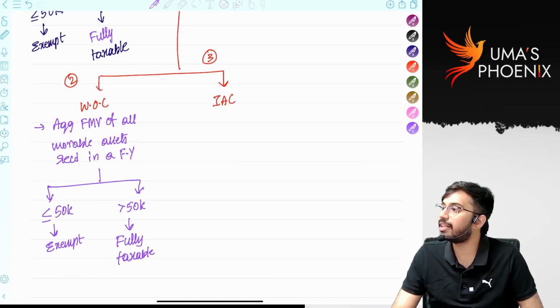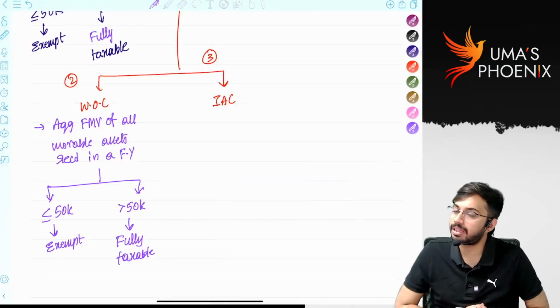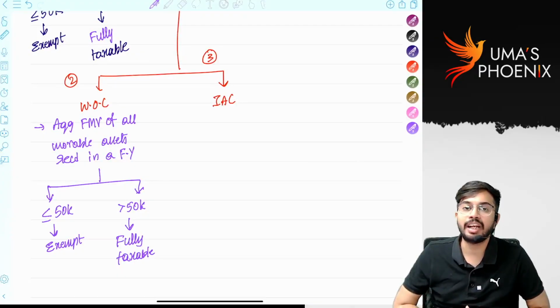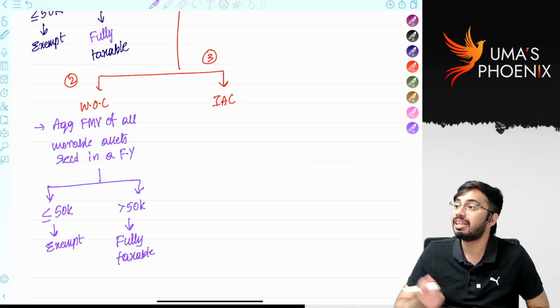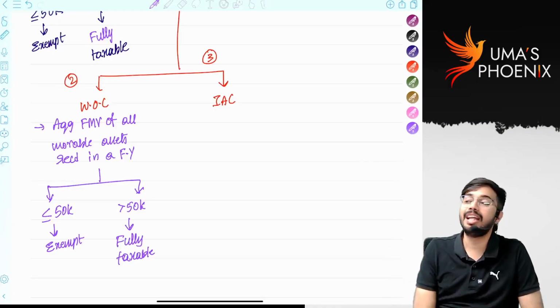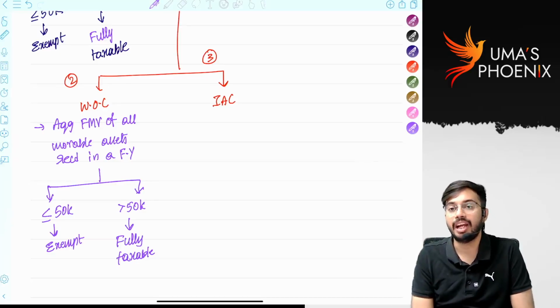Now, inadequate consideration means what? Inadequate consideration means the difference between fair market value and actual consideration. Do you agree with me? The bracelet worth is 1,80,000 rupees. How much did I pay? 80,000 rupees I have paid. So the difference between 1,80,000 and 80,000 is 1 lakh rupees. That is the benefit received by me. That 1 lakh rupees we call as inadequate consideration, the consideration which was not paid by the individual.